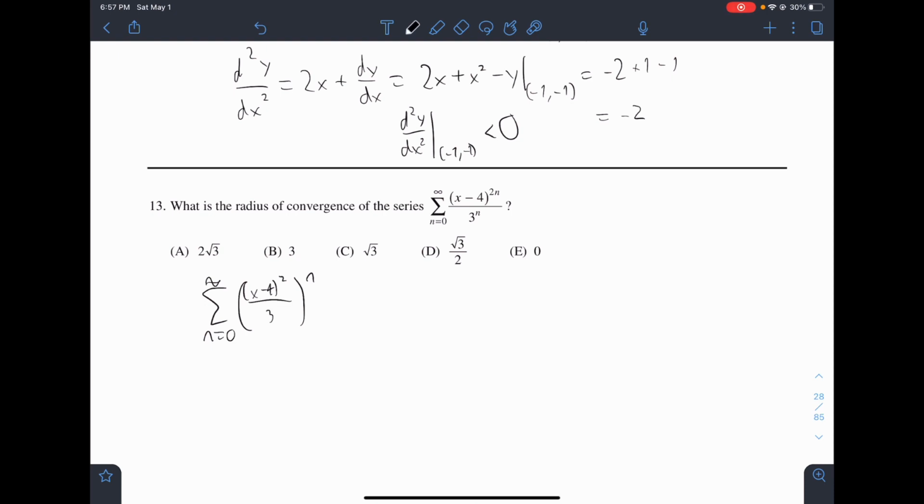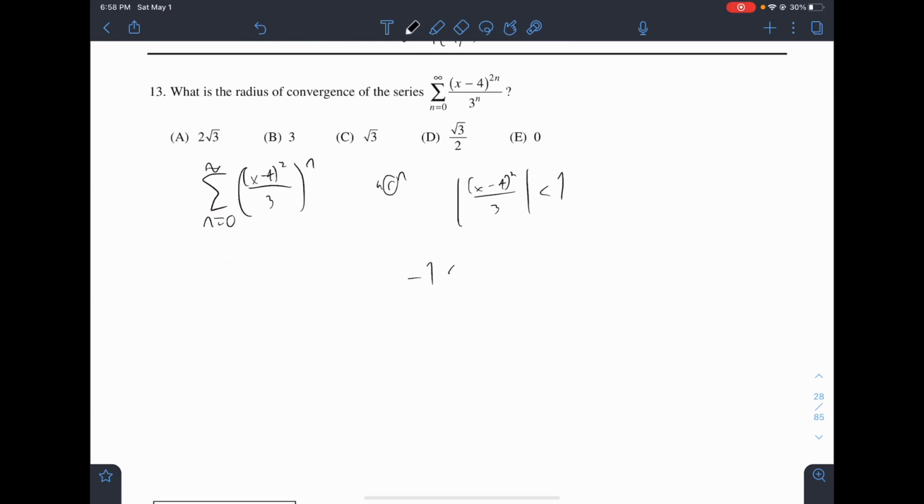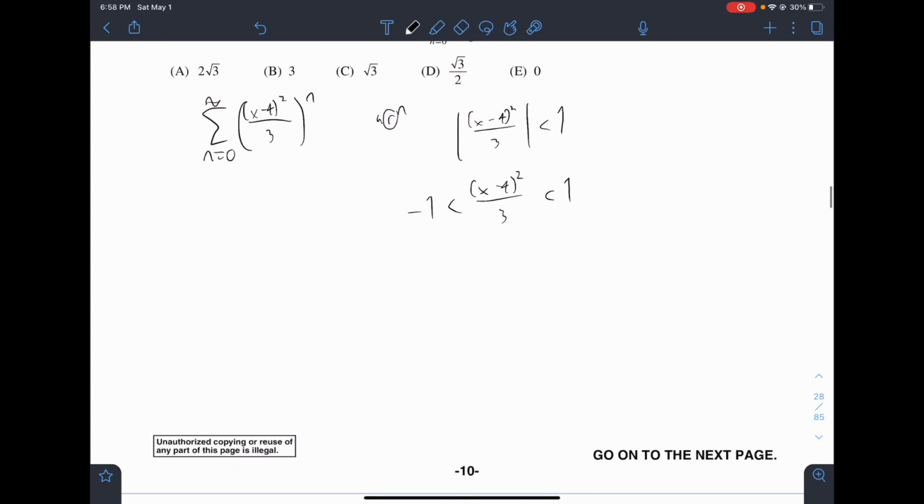So now that we have our r, like a r to the n, remember that's our r, we don't have to find the sum, we have to find the radius of convergence. So we'll set the absolute value of r, (x minus 4) squared over 3, less than 1, which is the same thing as saying this is between -1 and 1. And so we can multiply everything by 3 here. -3 is less than (x minus 4) squared, which is less than 3.